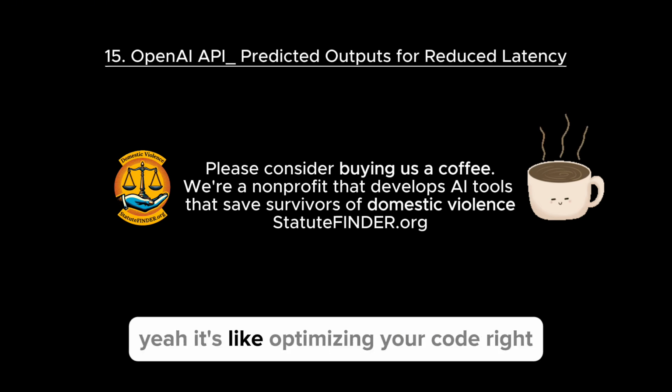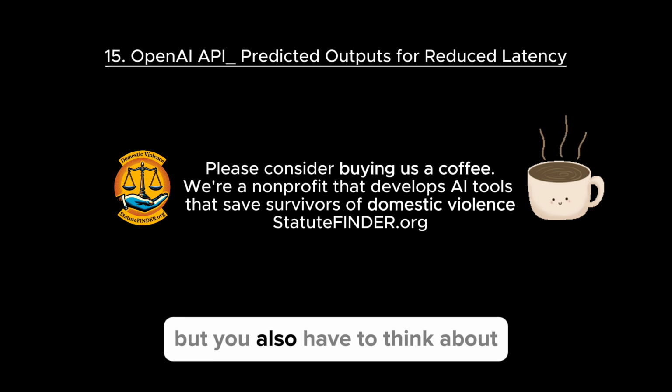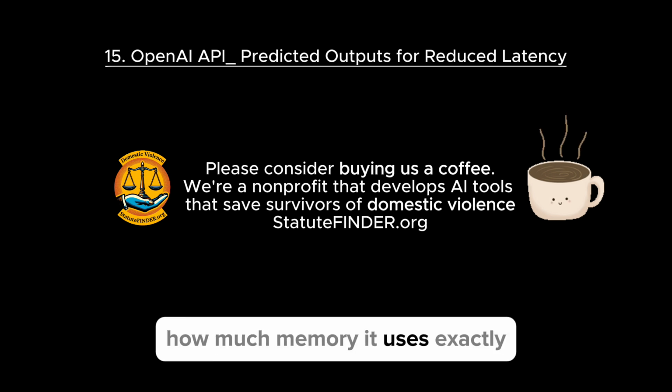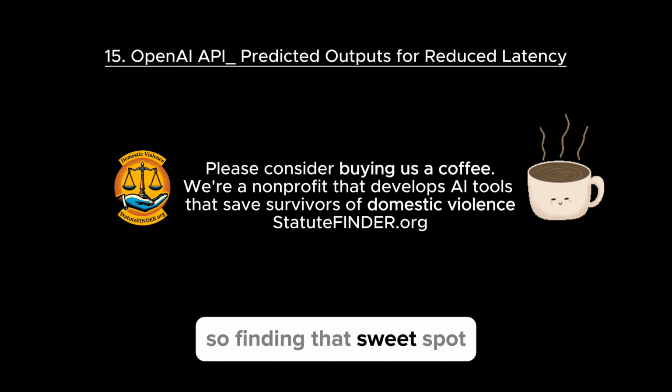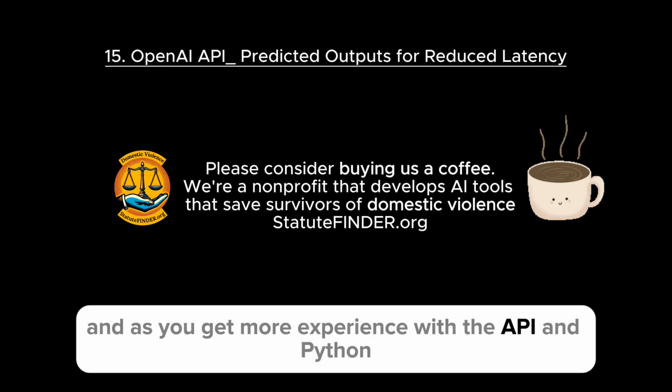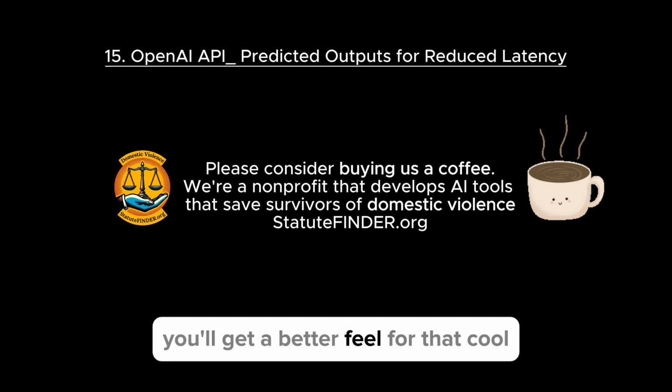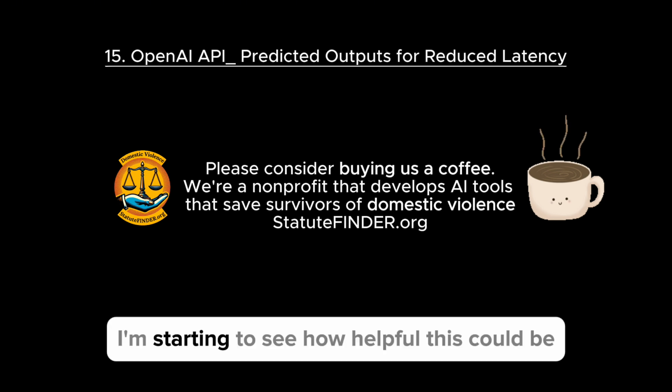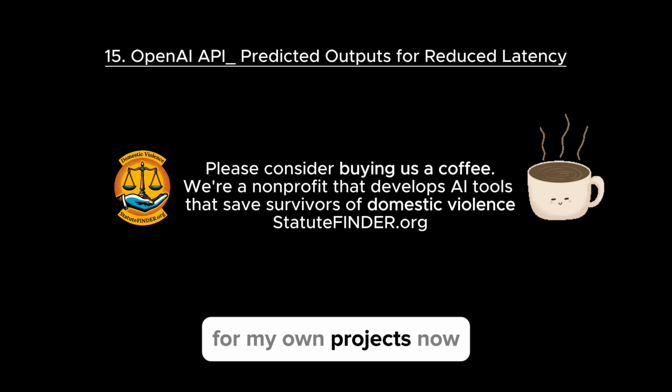Absolutely, yeah. It's like optimizing your code, right? You want it to run fast, but you also have to think about how much memory it uses. Exactly. So finding that sweet spot and knowing when to use it is key. Yeah, and as you get more experience with the API and Python, you'll get a better feel for that. Cool. I'm starting to see how helpful this could be for my own projects.